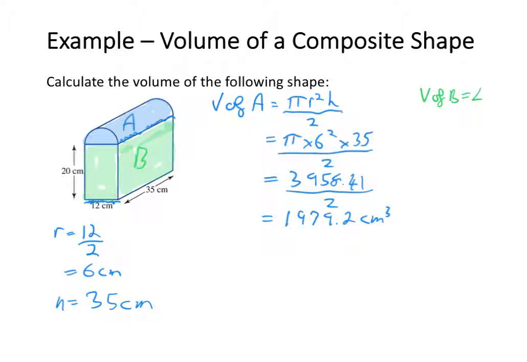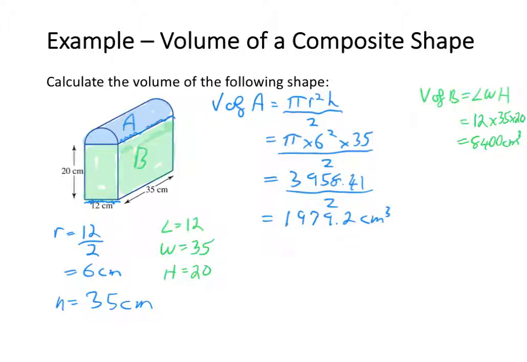going to be length times width times height. So going back to my diagram, I can identify that length is going to be 12, the width is going to be 35, and the height is going to be 20. So substituting in those values, the volume of B is going to equal 12 times 35 times 20, and that is going to equal 8,400 centimeters cubed.